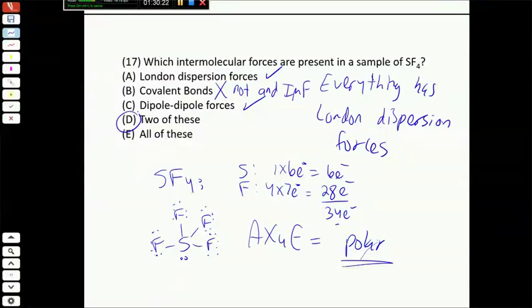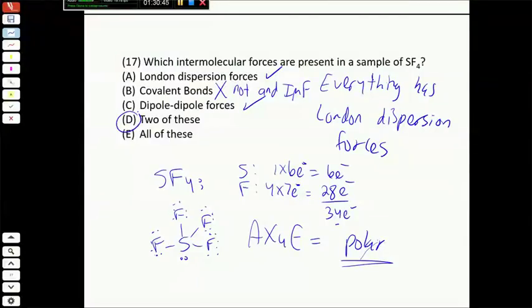The only intermolecular force that SF4 does not have is hydrogen bonding. It doesn't have any hydrogens at all, but it certainly doesn't have any hydrogens bonded to fluorine, oxygen, or nitrogen. So hydrogen bonding would be out if that was a choice, but the other 2 intermolecular forces are present: London dispersion forces are present in everything, and dipole-dipole forces will be present in anything that's considered polar.